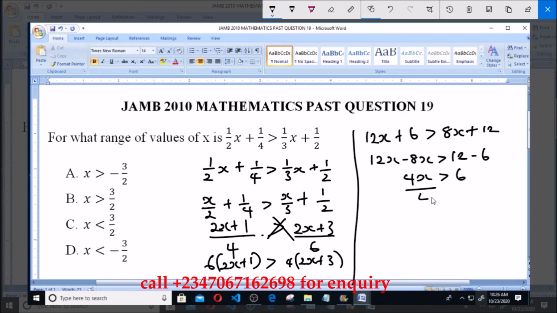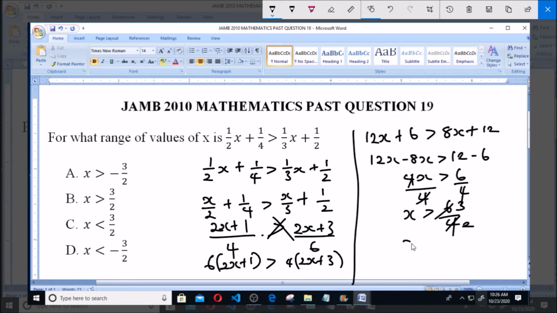So dividing both sides by the coefficient of x, which is 4, we have x is greater than 6 all over 4. Here we have 3, 2 here we have 3, and 2 here we have 2. So that means x is greater than 3 all over 2, and that is option B, 3 all over 2.